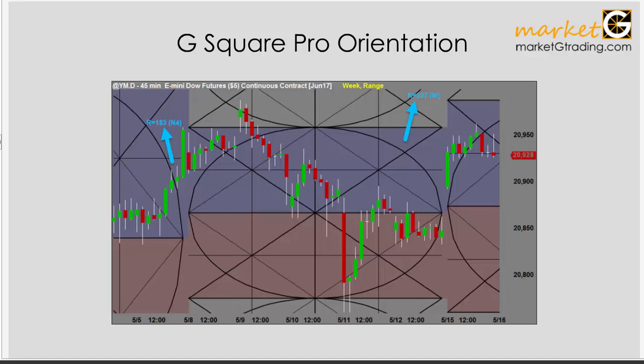The blue numbers you see are an optional feature to display the previous cycle's range on the chart. And this is just a convenience feature. Plus, in parentheses you see some letters and numbers.